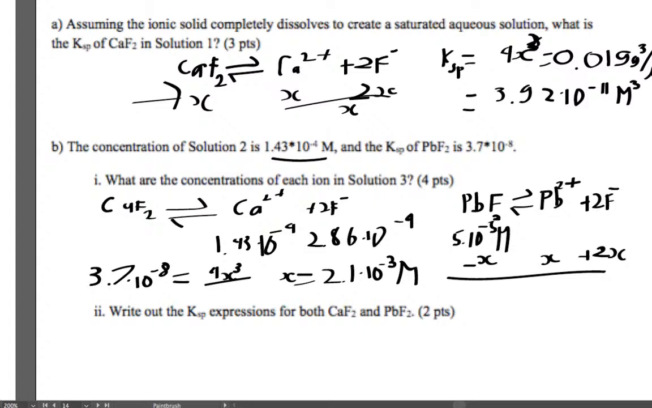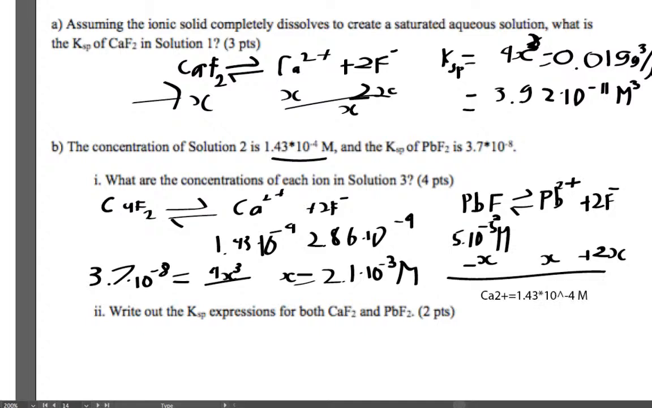So let's just write this guy down just by typing because this is too much. So yeah, Ca 2 plus would equal to 1.43 times 10 to the power of negative 4 moles.